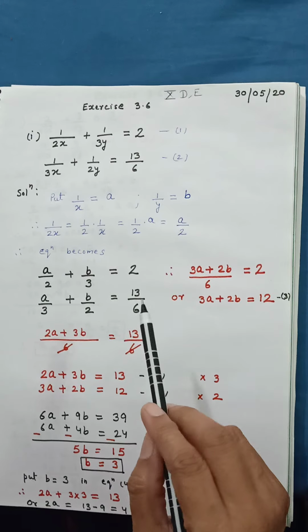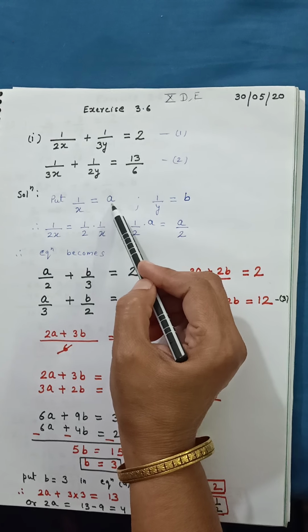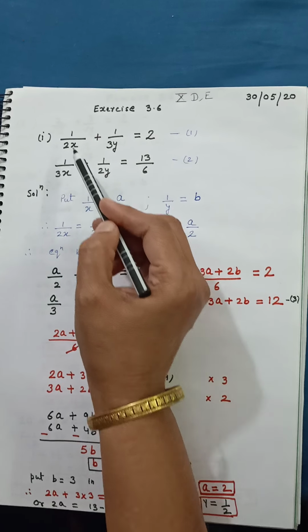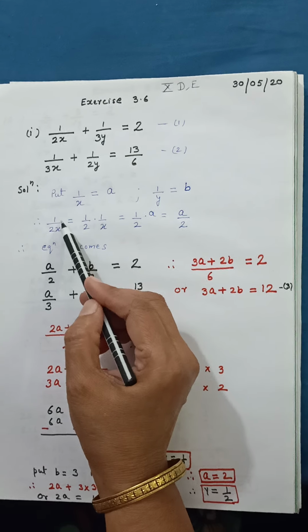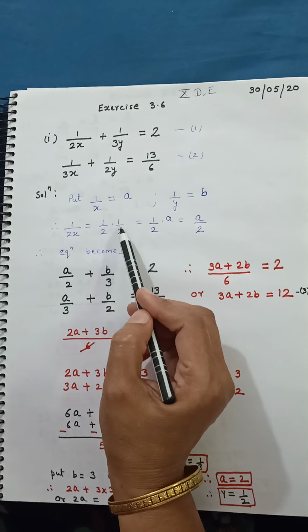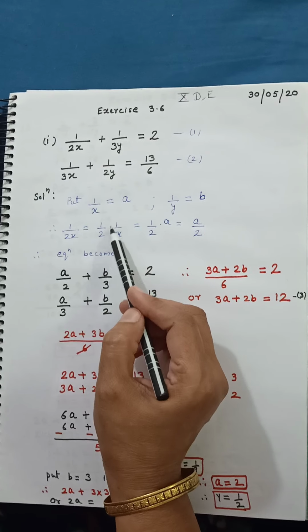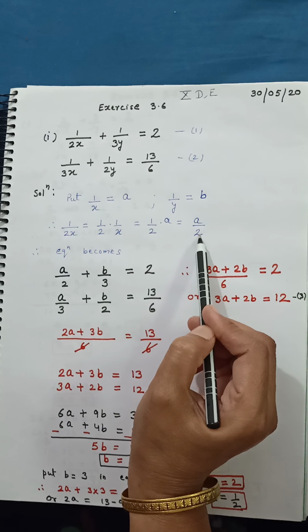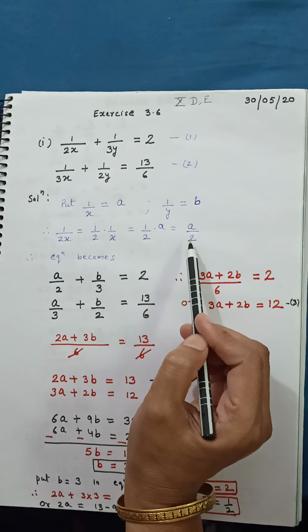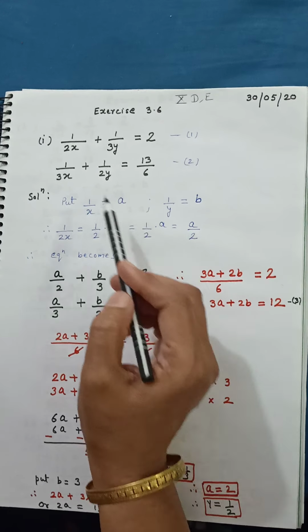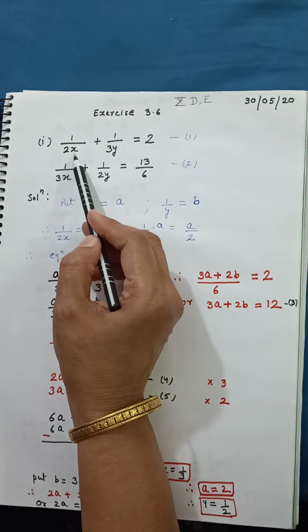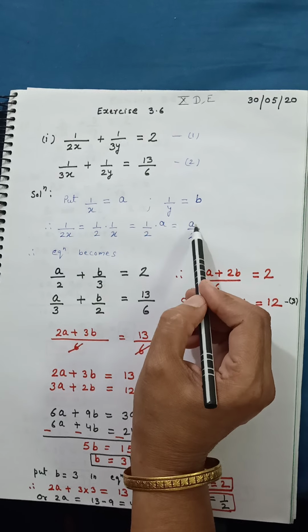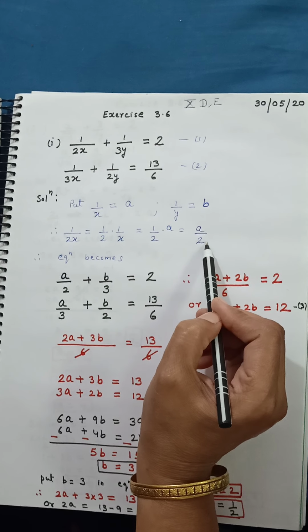How to convert it? Put 1 upon x is equal to a and 1 upon y is equal to b. So if you put 1 upon x is equal to a, that means 1 upon 2x becomes 1 upon 2 into 1 upon x, and in place of 1 upon x we can write a. So this becomes a upon 2. Students, just pay attention, because most students, after converting it, write it as 1 upon 2a. They write a in the denominator. A will not be in the denominator. It will be in the numerator and it will be a upon 2.